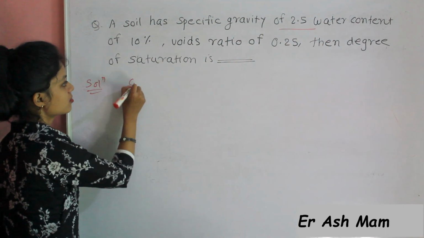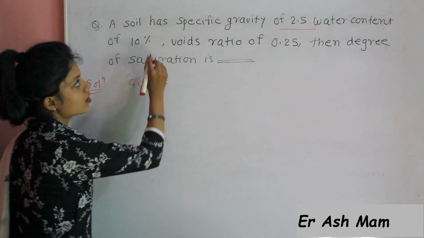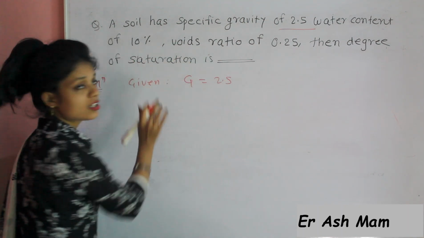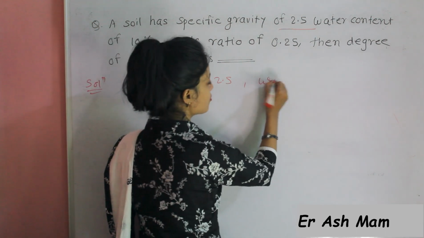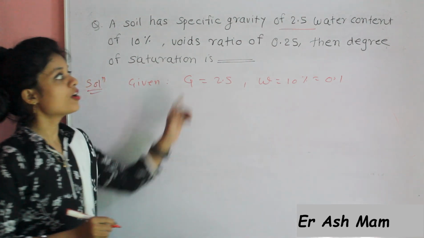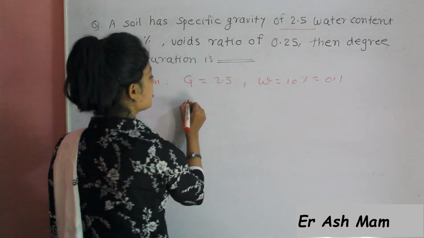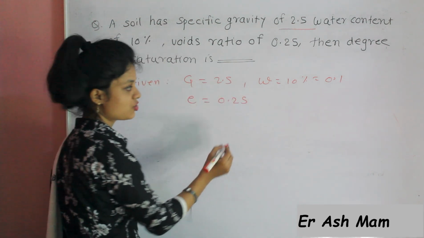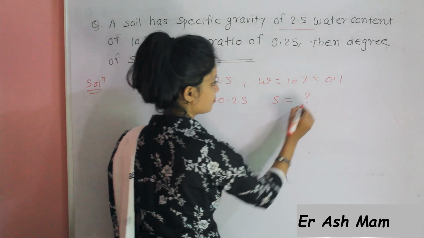Next question. A soil has specific gravity 2.5. What is given? Specific gravity G equal to 2.5. Water content of 10%, that is W equal to 10% equal to 0.1. Void ratio of 0.25. Then degree of saturation S is.